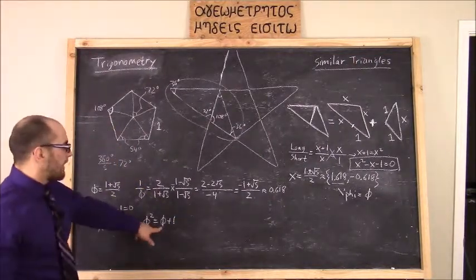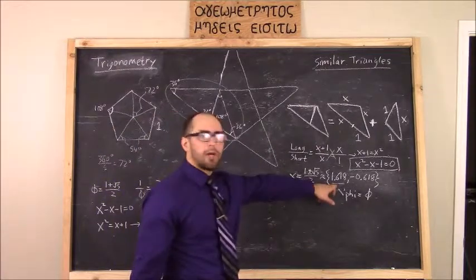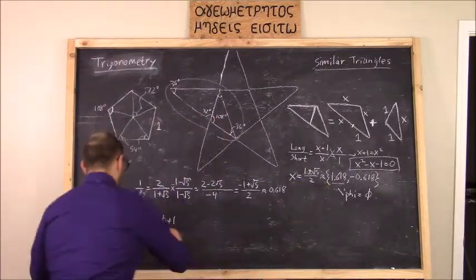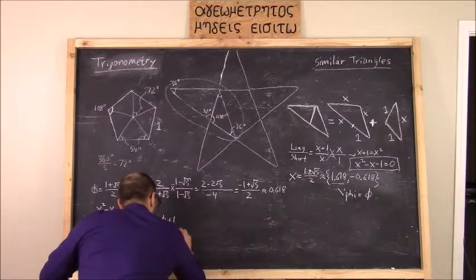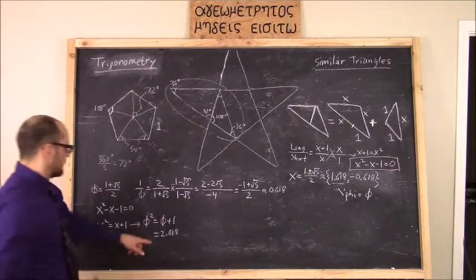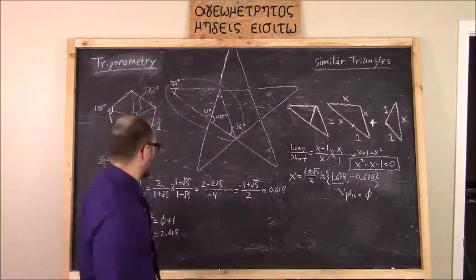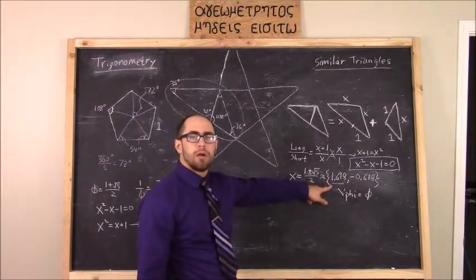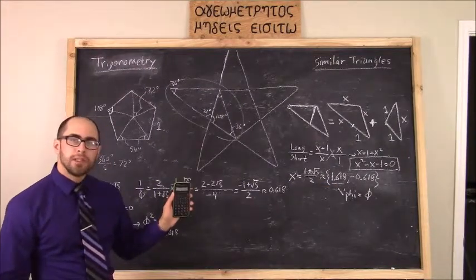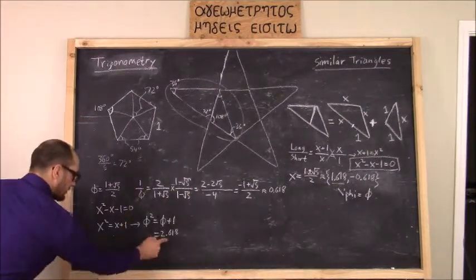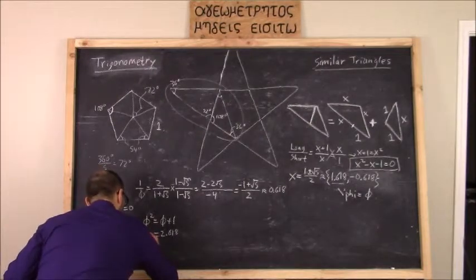Okay, phi, 1.618 plus 1 is equal to 2.618. Now go ahead, punch in your calculator. What is 1.618 times itself? I'm getting 2.618, which matches our answer here.